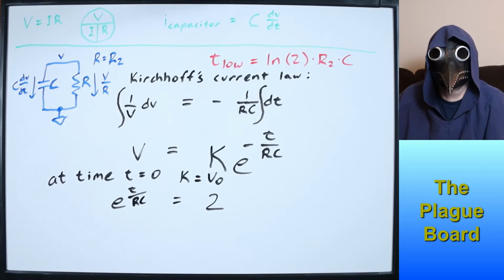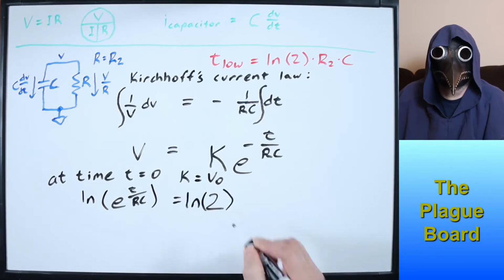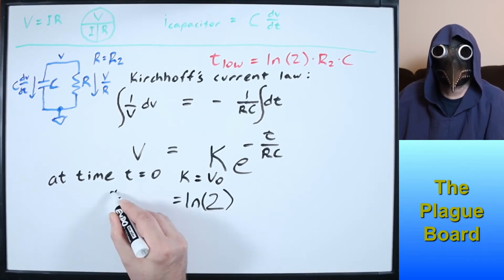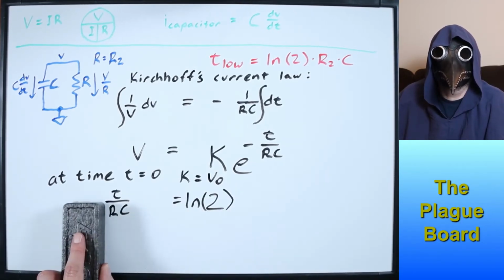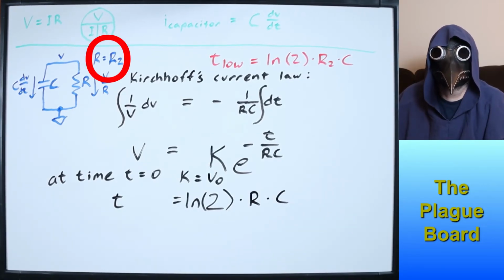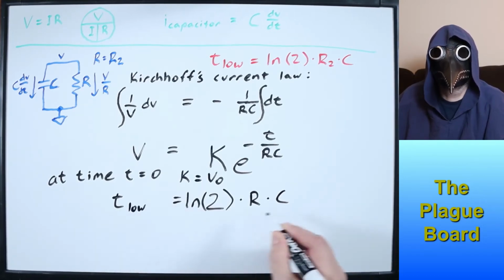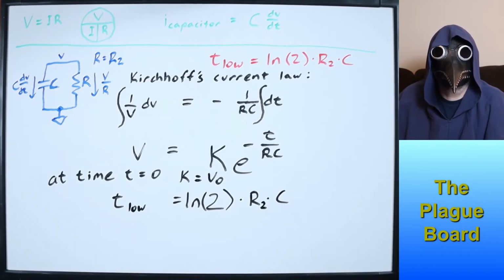Remember, the natural log function is the inverse function of e to the x, so we can take the natural log of both sides to cancel out the e, and multiply both sides by RC. And since R represents R2, the time low is equal to the natural log of 2 times R2 times C. And that's one way to derive the first formula.